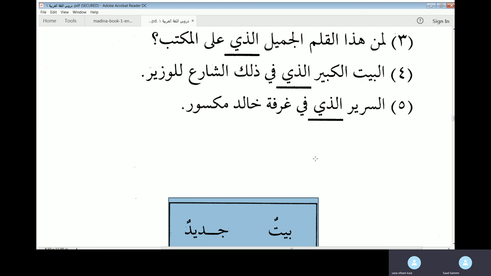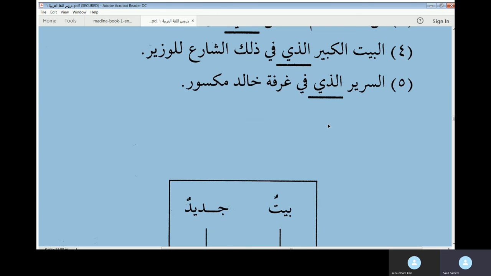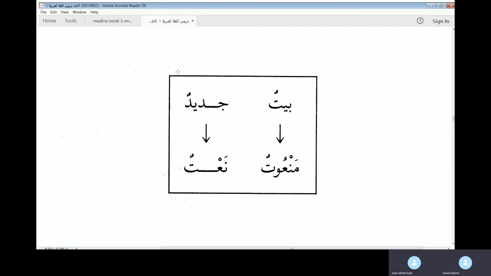I didn't understand. Why separately? Because here we are showing the sarir, the connection with the room. Oh, so there is no need for that. Okay, keeping them together. Our main message is the connection of the bed with the room. Okay. Next. Baitun jadidun. Baitun is manut and jadidun is naat.